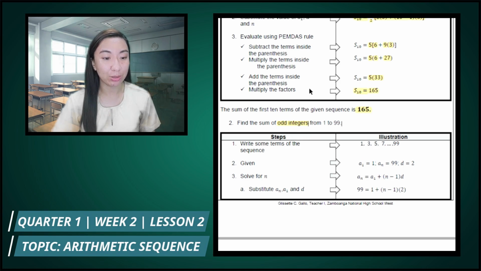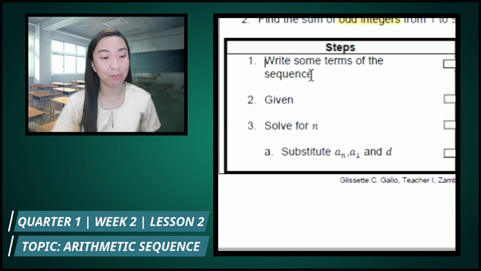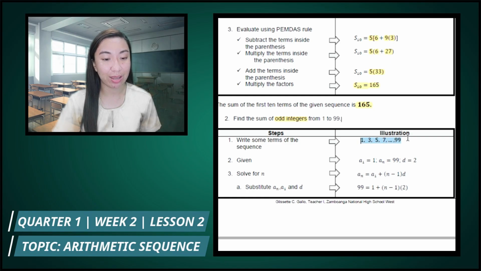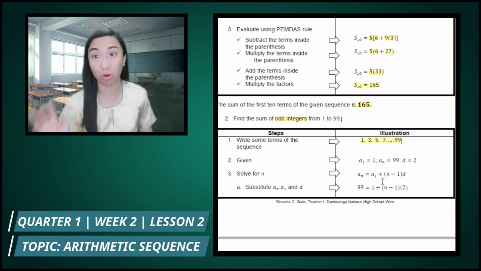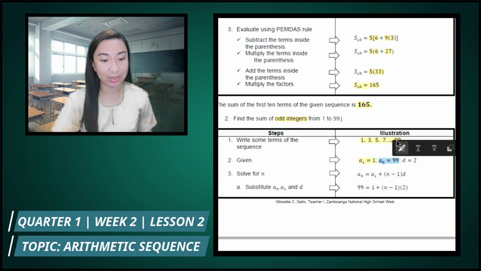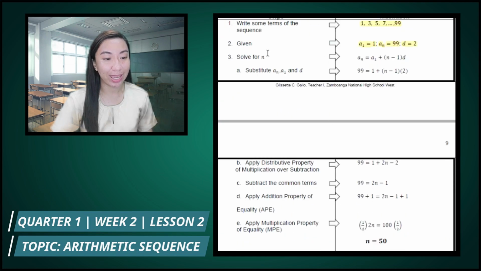From this, we will try to identify which among the two formulas we are going to use. Number 1, write some terms of the sequence. So we have 1, 3, 5, 7 until 99. These are odd integers. Next, number 2, from that we can now identify the given. We have a sub 1 is equal to 1, a sub n is equal to 99, and the common difference is equal to 2. Solve for n.